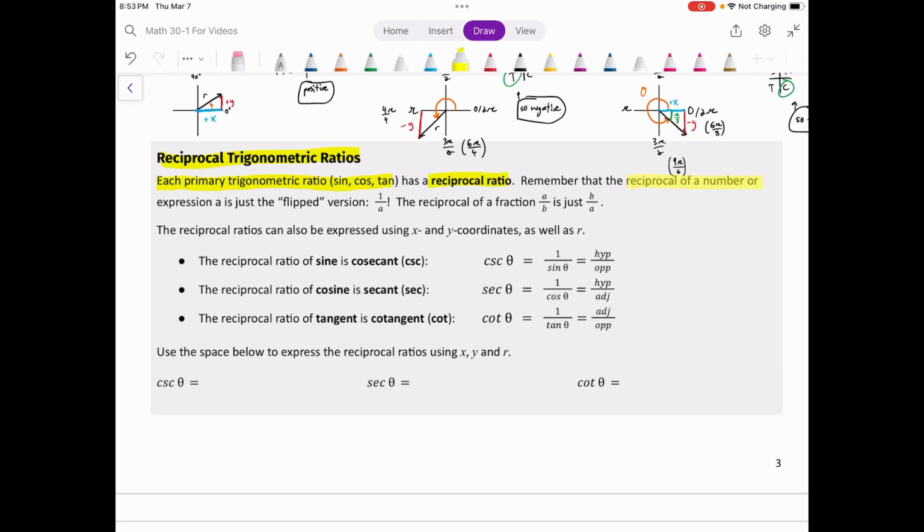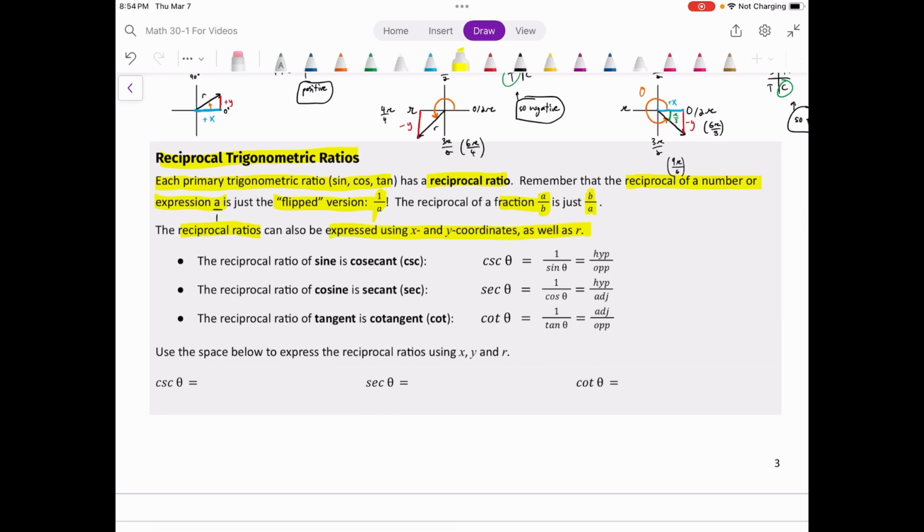Remember, the reciprocal of a number or an expression A is just the flipped version, right? The reciprocal of A would be 1 over A, thinking about A as being A over 1 there, right? The reciprocal of any fraction or ratio, A over B, is just B over A. And so the reciprocal ratios are just, instead of opposite over hypotenuse, hypotenuse over opposite. Instead of adjacent over hypotenuse, hypotenuse over adjacent. You get the idea, right? So we can express them using our x and y coordinates as well as r.